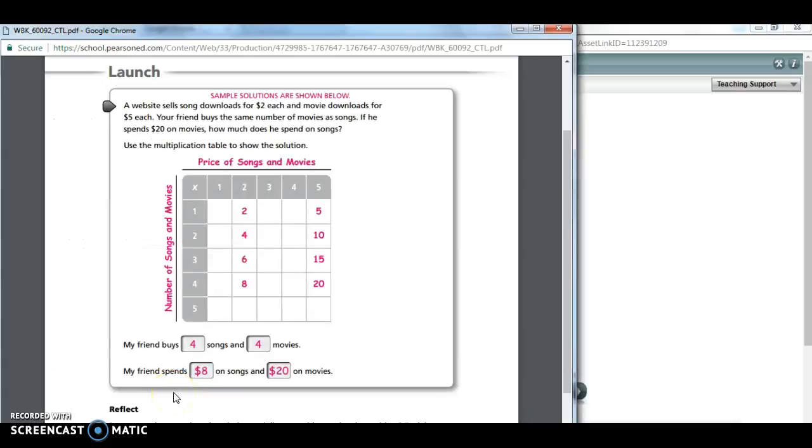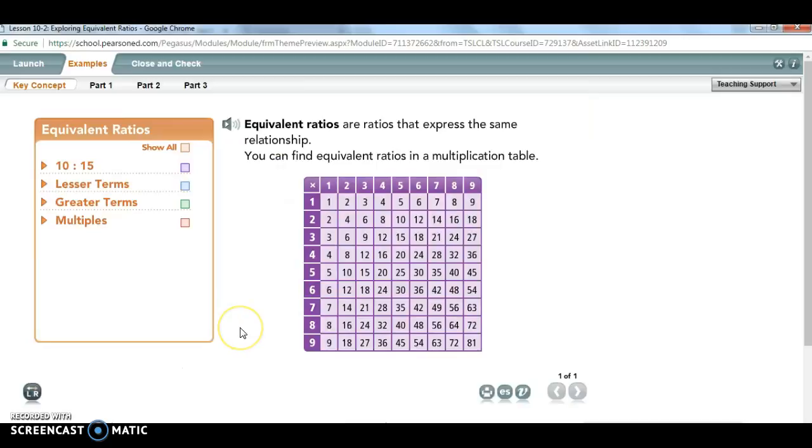Your friend would be buying 4 songs and 4 movies, so your friend would spend $8 on songs and $20 on movies. Being able to use the multiplication chart, you knew that you had to spend $20 for movie downloads. And so you would move over to the 2 because that's how much each song was, and you would see that you would spend $8. This key concept is going to be able to explain our launch problem answer a little bit more clearly.